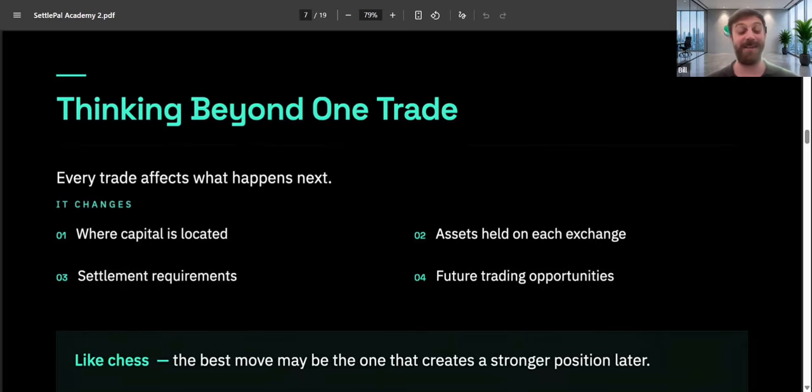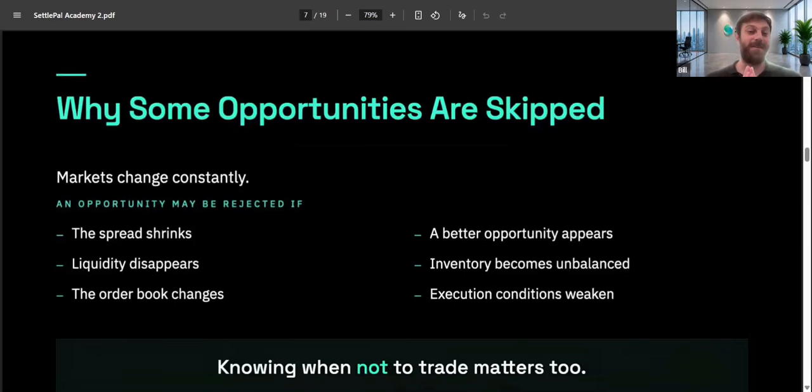So now I think we should answer another important question. If an opportunity looks profitable, why would SettlePal ever choose not to trade it? And the answer is simple. Markets change constantly. Digital asset markets move within seconds. The spread can shrink, the liquidity can disappear, the order book can change, execution conditions can weaken, or a better opportunity may appear.